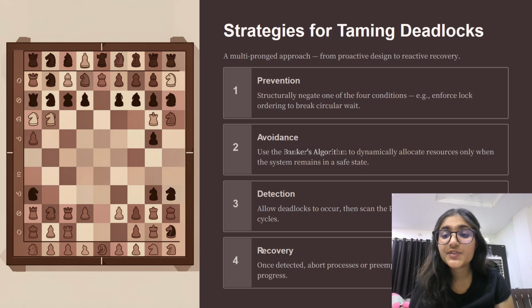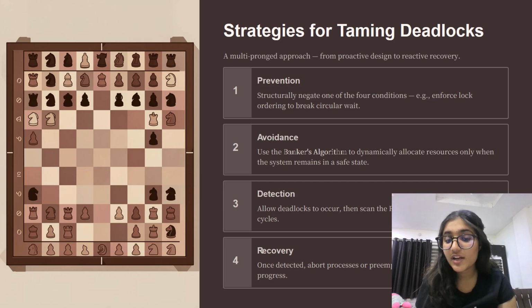Now moving on to the strategies for handling deadlock. So a multi-pronged approach from proactive design to reactive recovery. So in this we use prevention, avoidance, detection and recovery. So the first is prevention, that is strictly negate one of the four conditions. Example, enforce lock ordering to break circular wait. Second is avoidance, that is to use the banker's algorithm to dynamically allocate resources only when the system remains in the safe state. The third is detection. Detection says to allow deadlocks to occur, then scan the RAG, that is resource allocation graph, or wait-for graphs to identify cycles. The fourth is recovery. In recovery, it says once detected, abort processes or preempt resources to restore system progress.